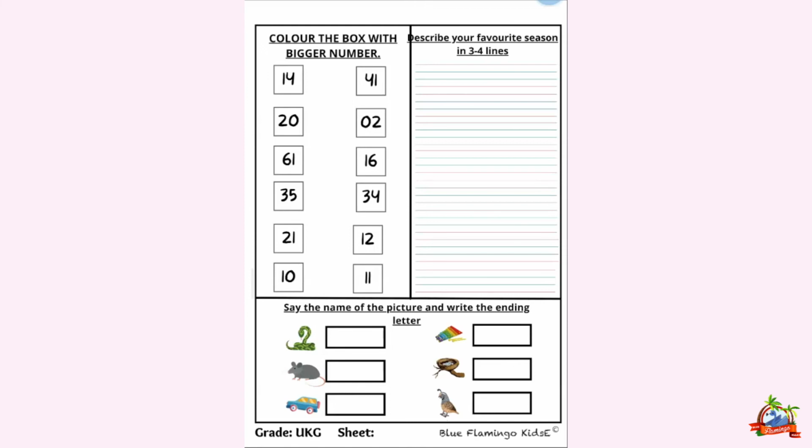Yeah. Now let us move to our last section, which is of EVS. The question says, describe your favorite season in 3 to 4 lines. मीन्स आपका जो भी फेवरेट सीजन है उसके बारे में 3 से 4 लाइन आपको राइट करनी है, डिस्क्राइब करना है 3 से 4 लाइन में उसे.